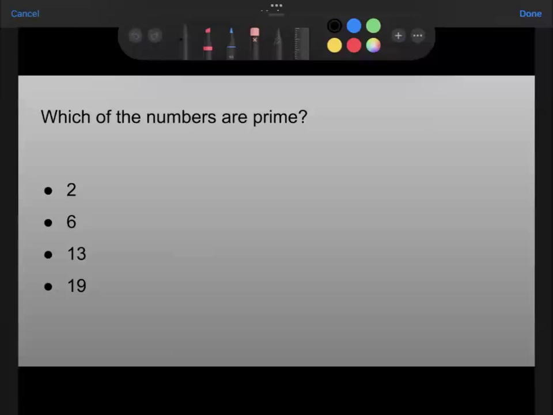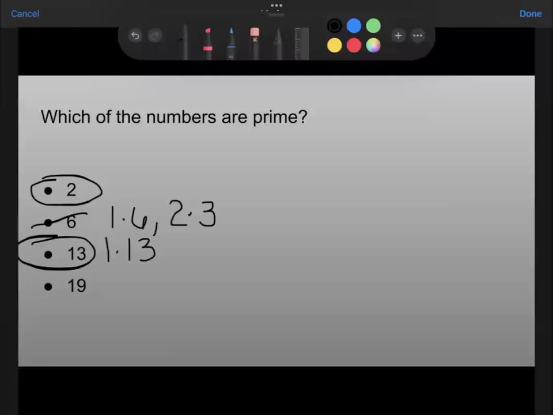Okay, here's our next list, and they're asking us which of these numbers are prime. Well, in the last example, we already talked about 2, so we know 2 is prime. Let's look at 6. So 6 is 1 times 6, but another way to multiply and get 6 would be 2 times 3. So that means 6 is not prime. For 13, we can do 1 times 13, and there's really no other way to multiply and get 13, so I'm going to call that a prime number as well. We also looked at 19 in our previous example, and we decided that that was also a prime. So from this list, the numbers 2, 13, and 19 are prime numbers.